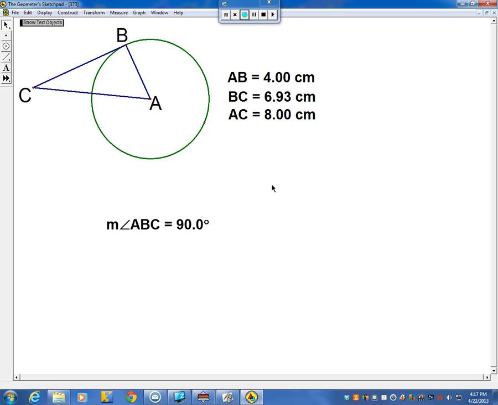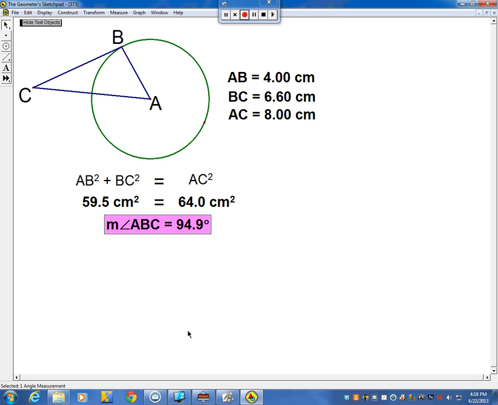And what type of relationship have we discussed about the side lengths of a right triangle? I believe we have talked about the Pythagorean theorem. So if I take my two legs and square them, so if I took 4 squared plus 6.93 squared, that is 64. And is that equal to my c squared, my hypotenuse squared? It is. Okay. Now watch what happens when I move point B to make this not a 90-degree angle. And if it's not a 90-degree angle, it's not going to be tangent to the circle. Watch what happens to the Pythagorean theorem once I slowly move this slightly.